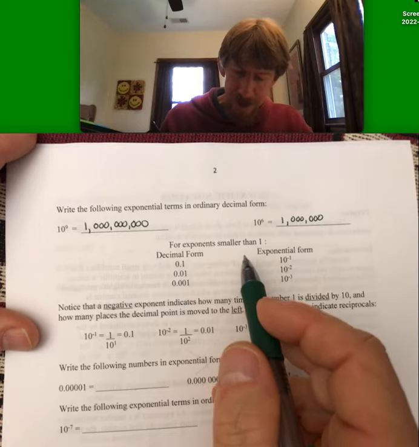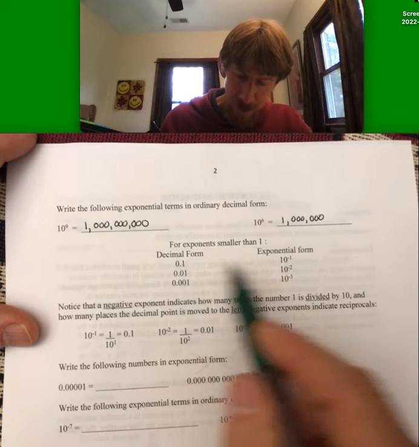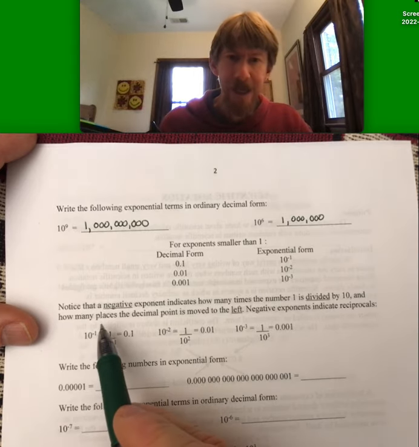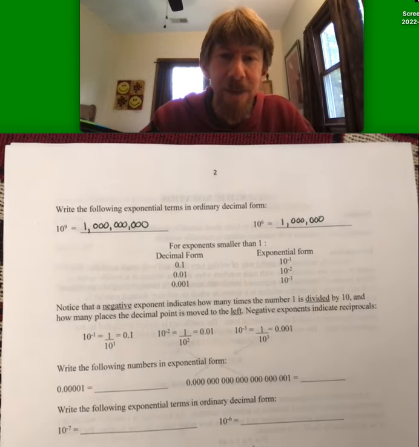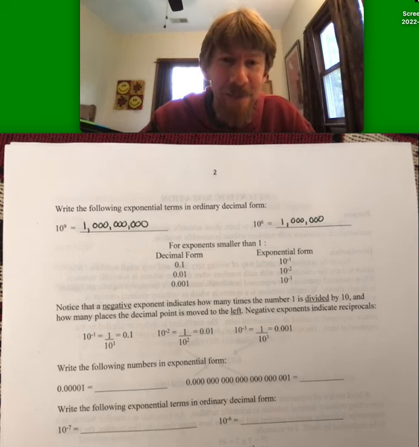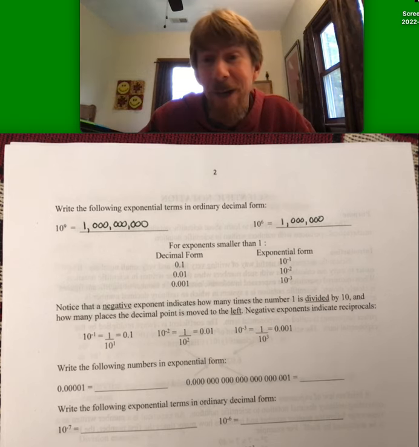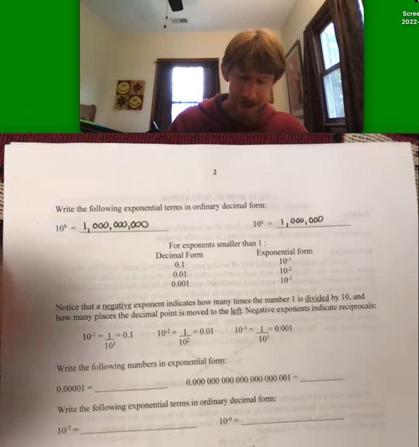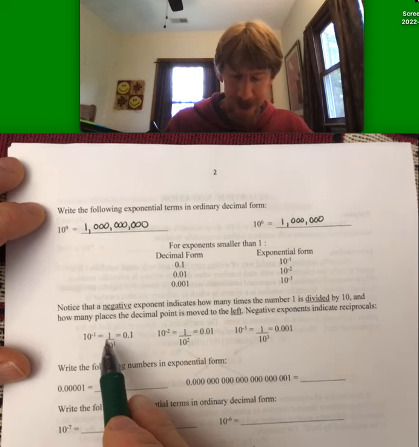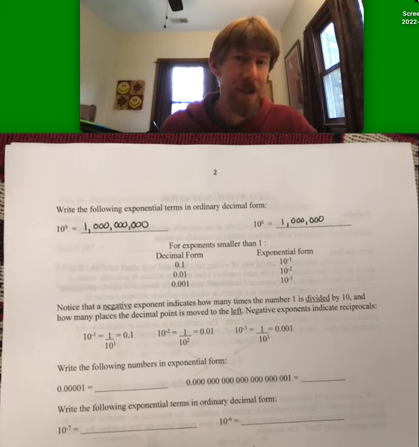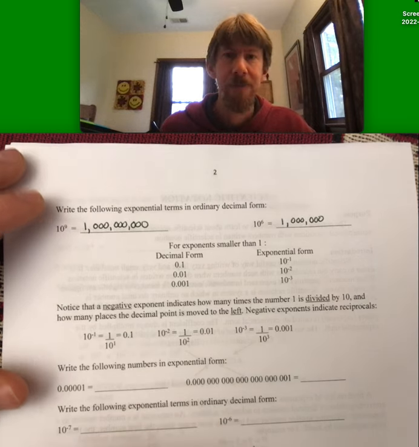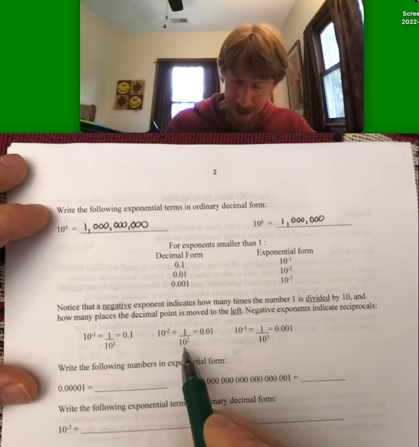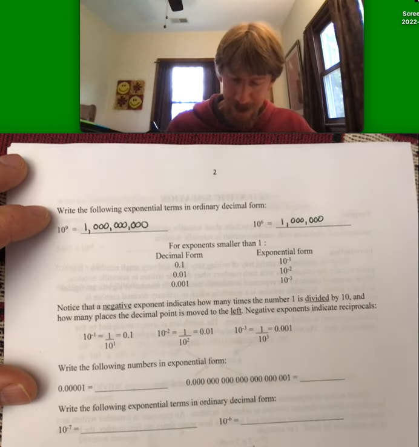For decimal exponents smaller than 1, we can see that 0.1 is 10 to the minus 1, and that a negative exponent indicates how many times the number 1 is divided by 10, and how many places the decimal point is moved to the left. Negative exponents indicate reciprocals. So 10 to the minus 1 equals 1 over 10 to the 1, or 1 over 10, equals 0.1, or 1 tenth. Same thing for 10 to the minus 2 and 10 to the minus 3.